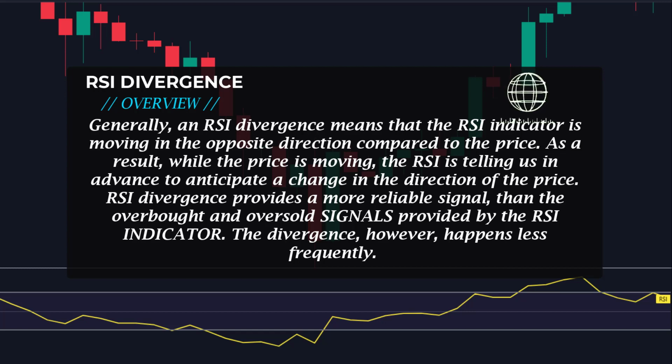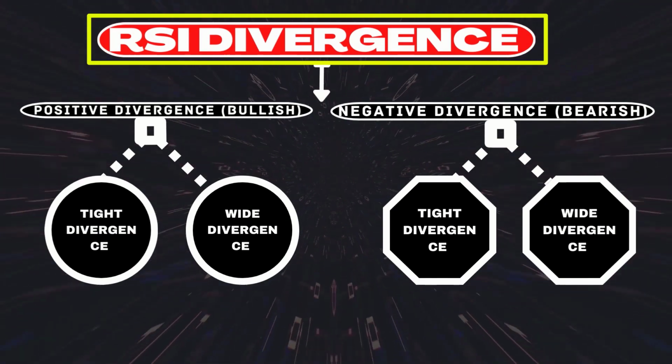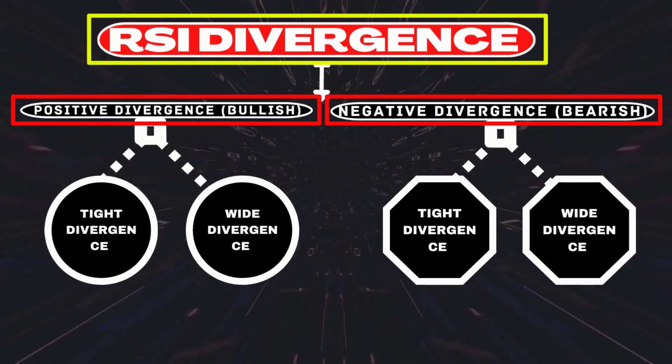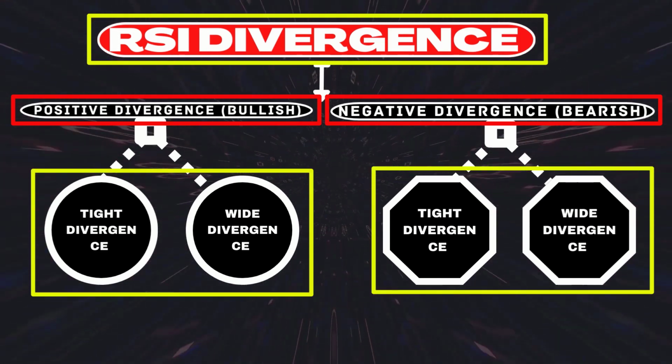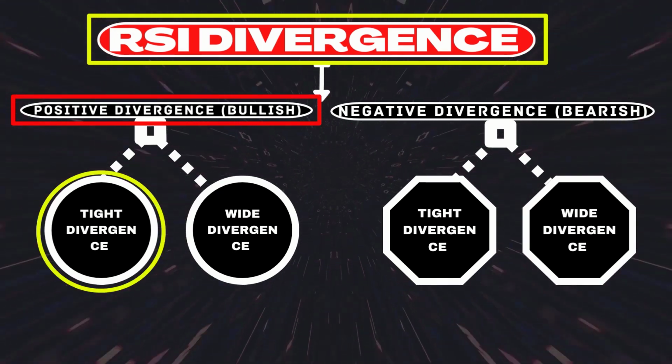But spotting and trading divergence on RSI is one of the most powerful ways traders make huge profits from the market. We have got two forms of divergence: the positive divergence, which is bullish, and the negative divergence, which is bearish. Both forms are subdivided into tight divergence and wide divergence. Let's start with positive and tight divergence.